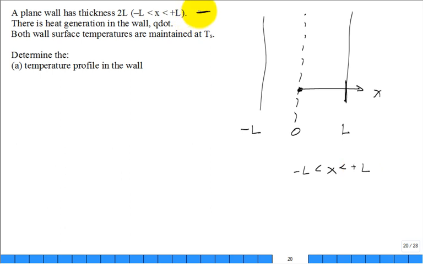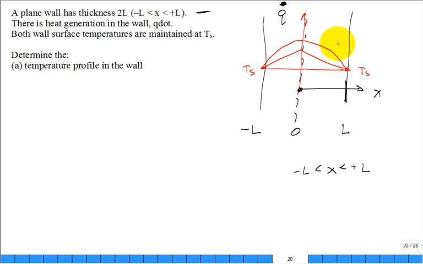There is a heat generation in the wall, q dot, to make it a little challenging. And both wall surfaces are maintained at a temperature Ts. Let's use the y direction to help us sketch the temperature profile. So we'll sketch temperature going up, and put marks here and here to indicate Ts and Ts. Because there's heat generation, do you think the temperature inside the wall is going to be higher? Yeah. You think about it for a minute, and it can't be flat. Maybe it's peaked like a hat? No, it's probably going to be something like this.